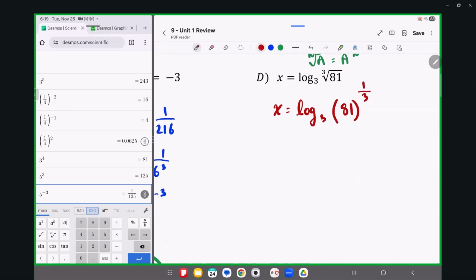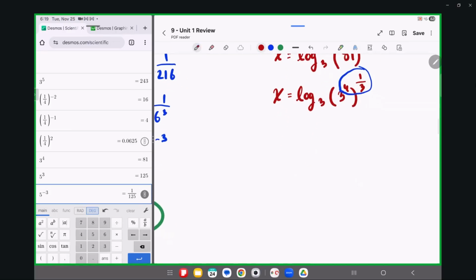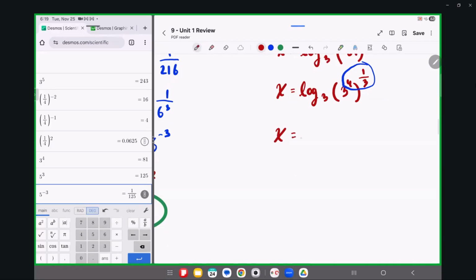81 is the same thing as 3 to the power of 4. And so we can have x is equal to log base 3 of 3 to the power of 4 to the power of 1/3. Simplifying down the exponents, we multiply these together. 4 multiplied by 1/3 will be 4/3. And so x will be equal to log base 3 of 3 to the power of 4/3. And simplifying this out, we get x is equal to 4/3.